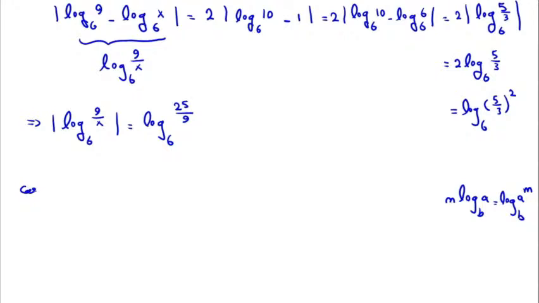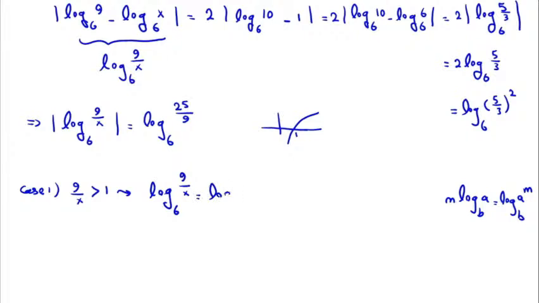By the graph I told you, case 1, if 9 over x is 1, it will be 0, but the right side is not 0. So it is greater than 1 or less than 1. Case 1, greater than 1. So this part will be positive because the graph will be like this. So log 6 of 9 over x equals log 6 of 25 over 9, because it is a one-to-one function. Or we can conclude 9 over x equals 25 over 9. So x equals 9 squared, 81 over 25.